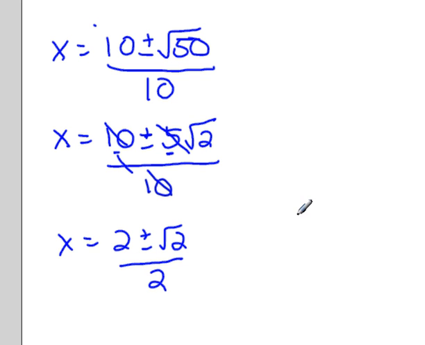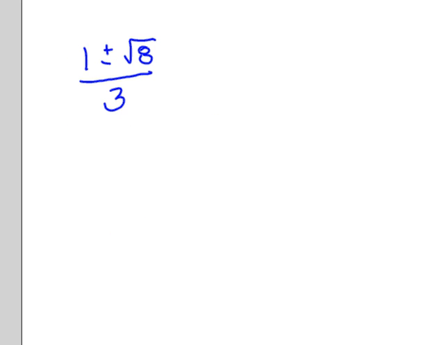over 2. Now, a lot of students will make the mistake and they'll want to cancel this 2 with this 2. But remember, we need to have a common term between both terms in the numerator.